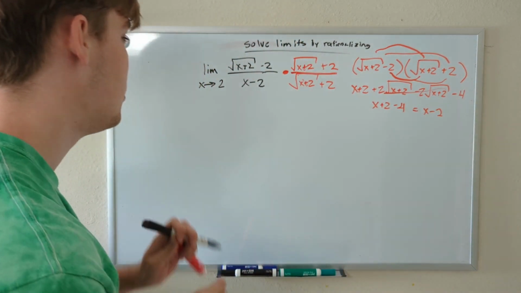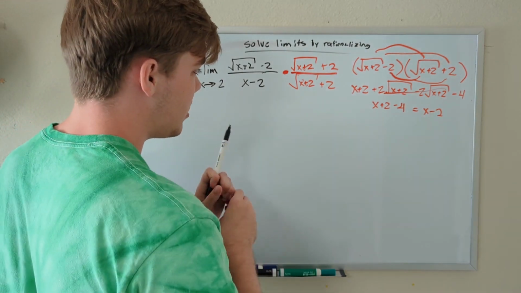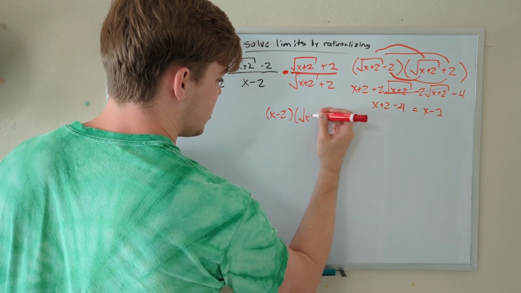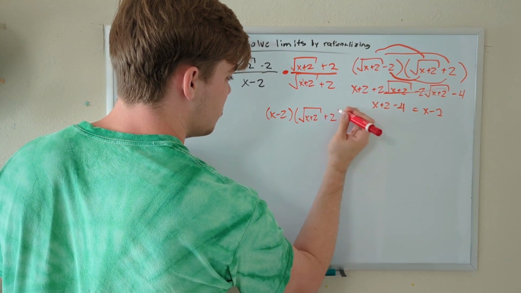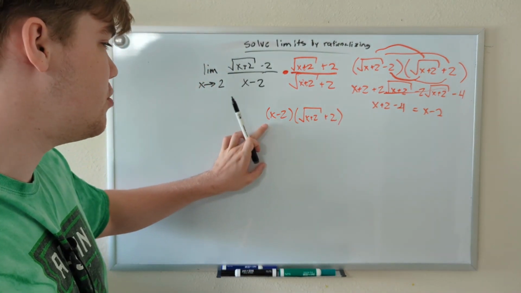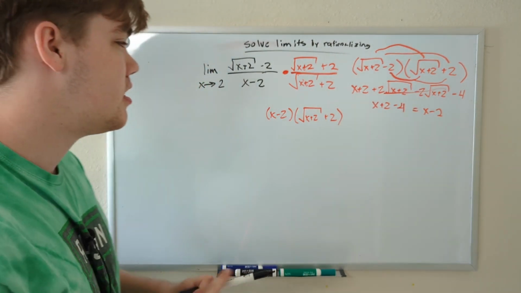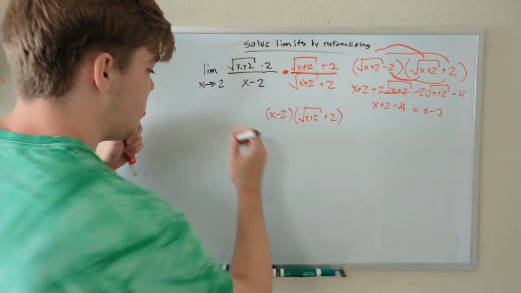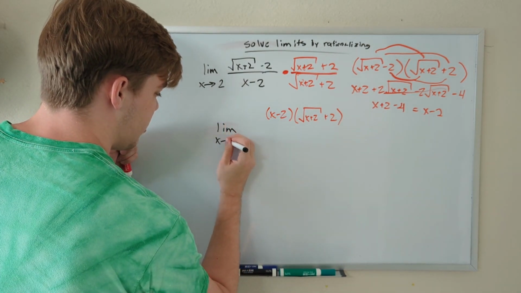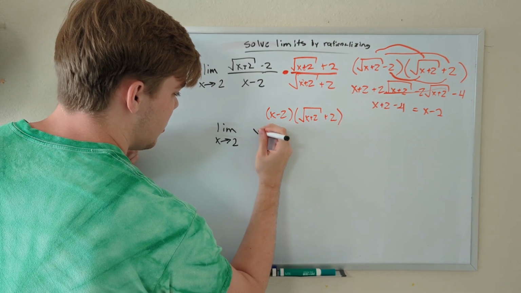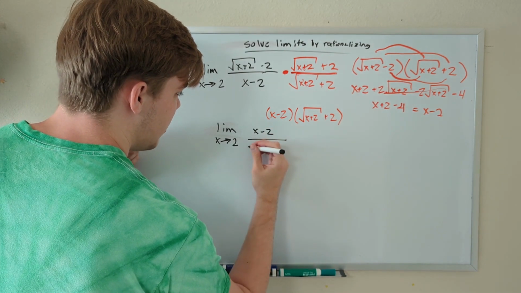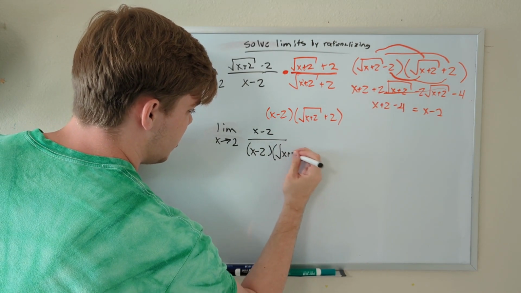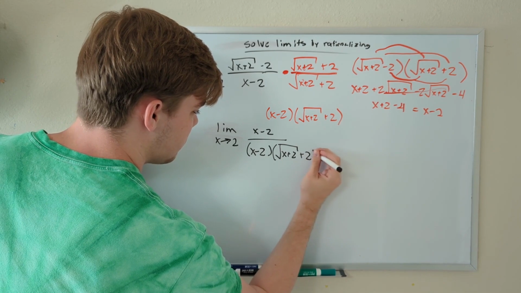Let's do the denominator now. Our denominator is simply, let me get my red pen out, x minus 2 times square root of x plus 2 plus 2. And once again, I'm not going to simplify this because you may already notice that some values are going to cancel out. So let's rewrite our limit problem from earlier with our new numerator and denominator. All of this is equal to the limit as x approaches 2 of our numerator, x minus 2, divided by x minus 2 times the square root of x plus 2 plus 2.